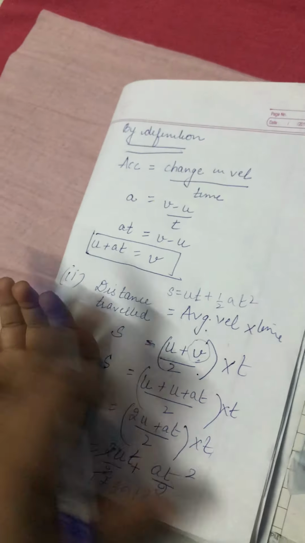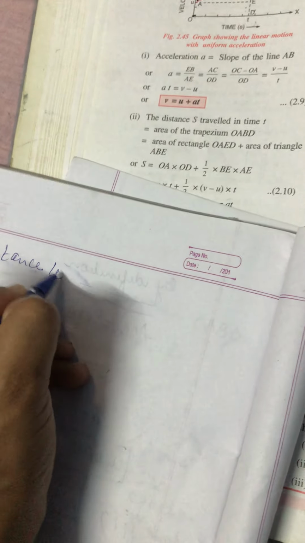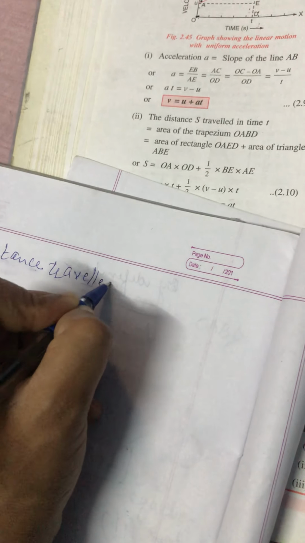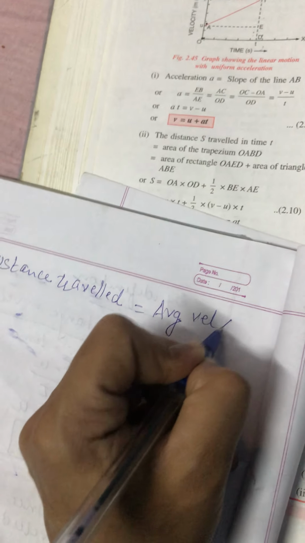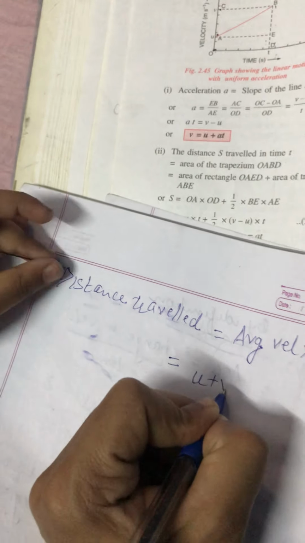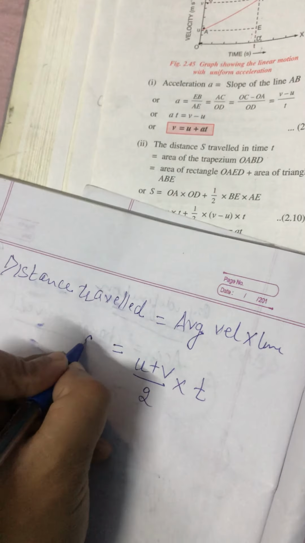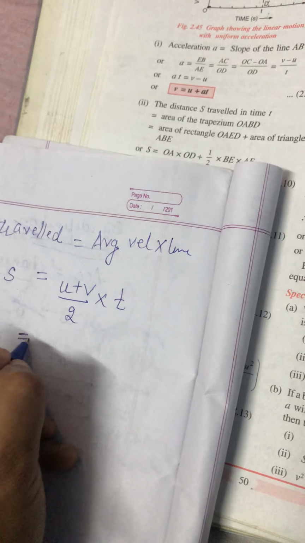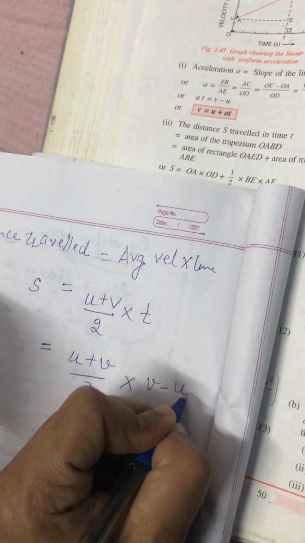The last one what we are having, the third equation of motion, the same formula we will use, that is distance travelled equal to average velocity into time. Same formula you will use here. What you will do now, we will put the value of t in this because t is not required in this equation. So we will put the value of t by using the first equation of motion, the way we have done in graphical method.